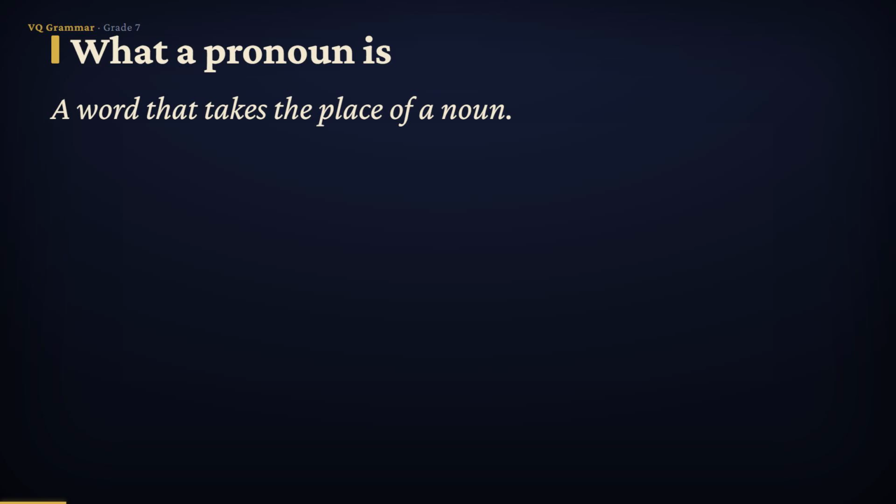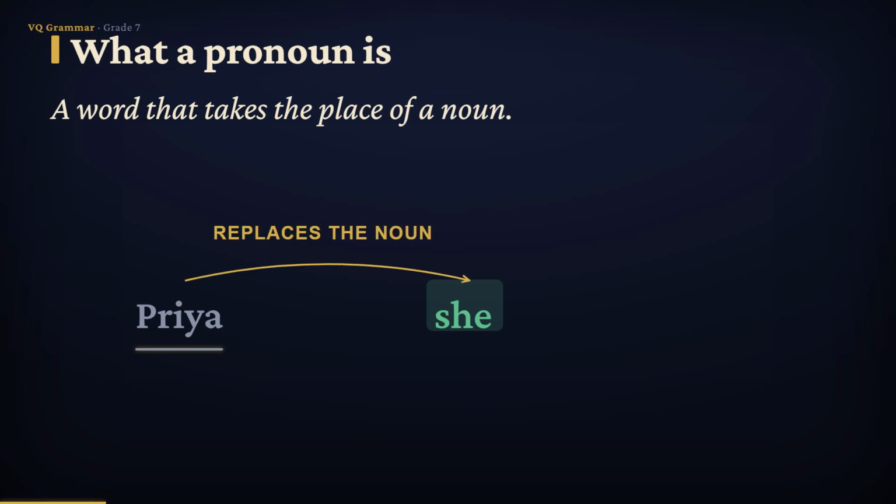A pronoun is a word that takes the place of a noun. Imagine we're talking about a girl named Priya. Instead of saying Priya over and over, we can swap in a short word, she. That little word she stands in for the noun Priya and means exactly the same person. So a pronoun simply replaces a noun so we don't have to keep repeating it.